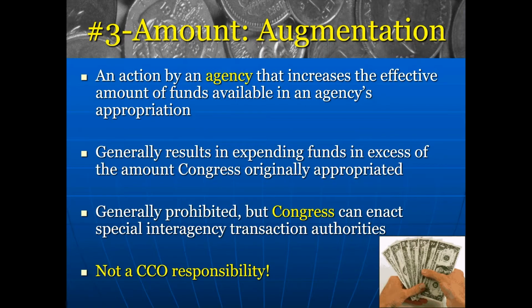Augmentation, an action by an agency that increases the effective amount of funds available in an agency's appropriation, generally results in expending funds in excess of the amount Congress originally appropriated and is generally prohibited by Congress, but Congress can enact special interagency transaction authorities. It is not a CCO responsibility. Another way Congress authorizes the lawful augmentation of accounts is to enact special interagency transaction authorities. A good example of this, as used in the Fiscal Law, Chapter 12, segment of the Operational Law Handbook, Tab E, is where Congress may authorize DoD assistance to drug enforcement operations. This assistance is reimbursable unless the support occurs during normal training operations and DoD receives a benefit from the operation.